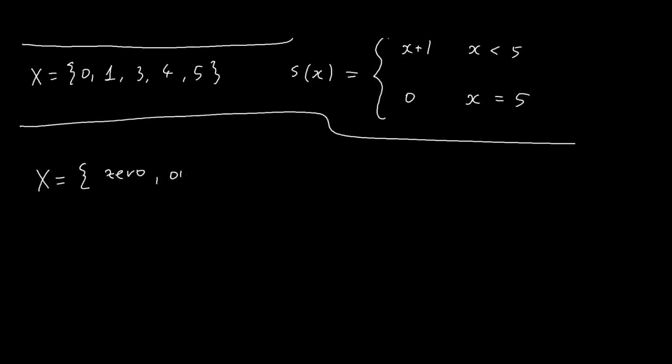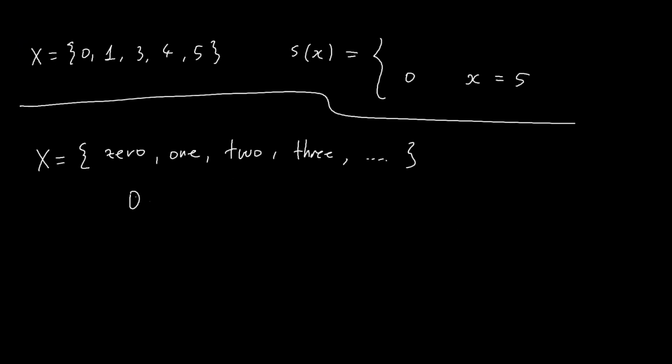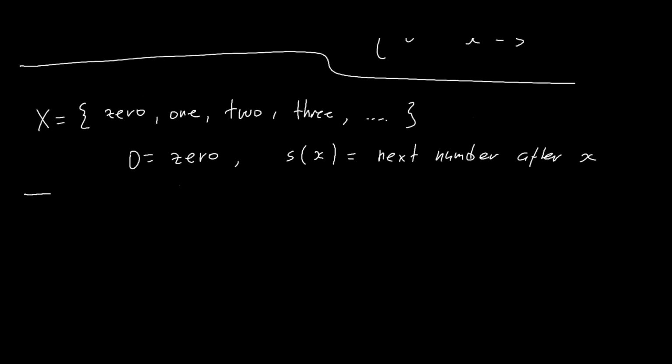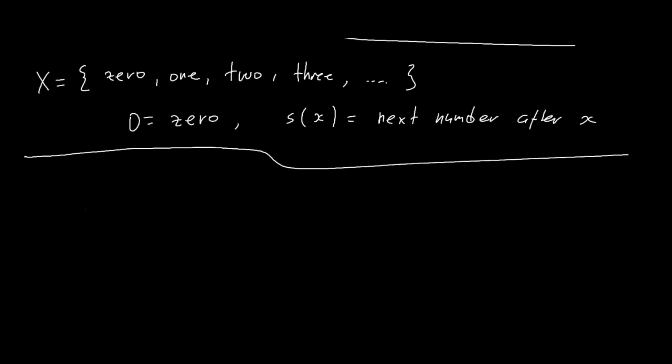The third one would be a counting system where objects are names of numbers in the English language: 0, 1, 2, 3, and so on. And 0 is defined as 0, and S of X is defined as the next number after X. And the fourth one would be the same thing, but with different names for numbers.